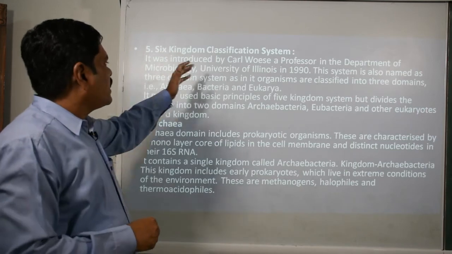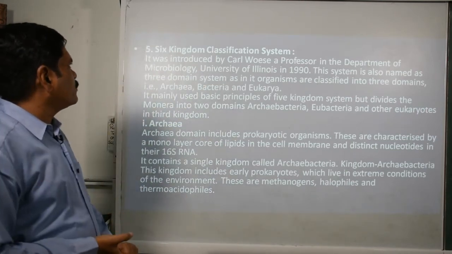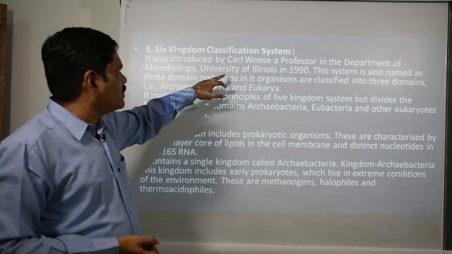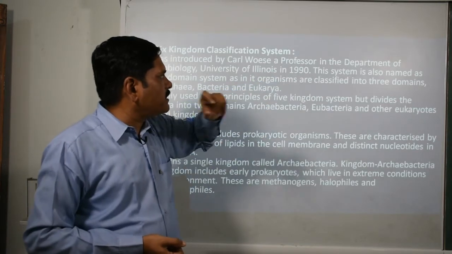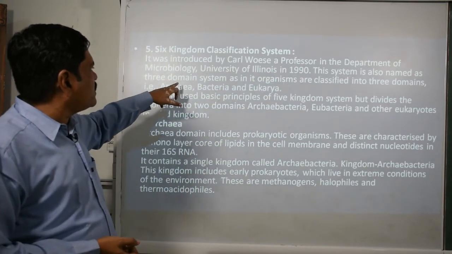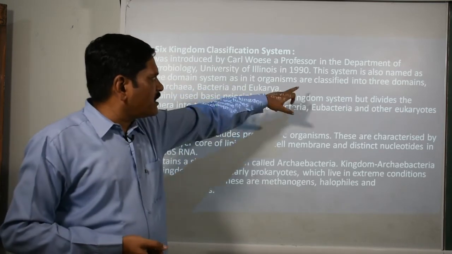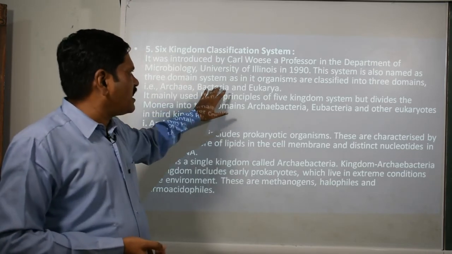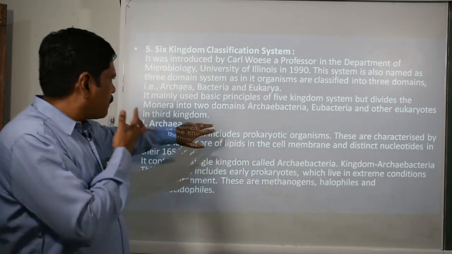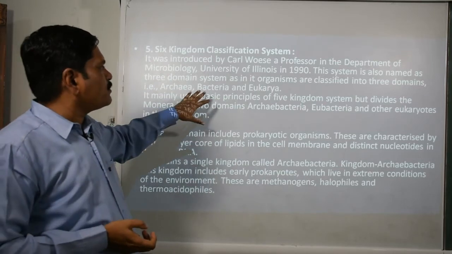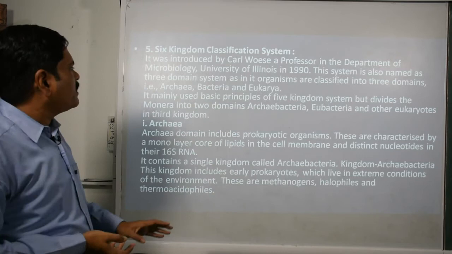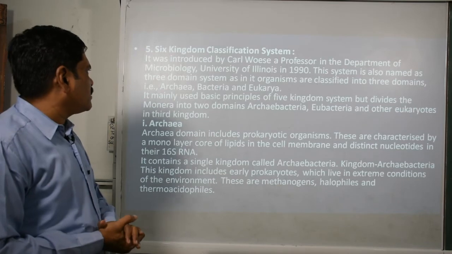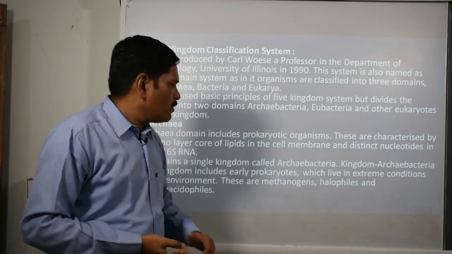Okay, so next, finally the sixth kingdom classification was introduced. It was introduced by Carl Woese, a professor in the Department of Microbiology, University of Illinois, in 1990, and this system is also named the three domain system, as in it organisms are classified into three domains: the archaea, second is bacteria, and third is the eukarya. Okay, so what is this one thing? It mainly used the basic principle of five kingdom classification, but he divided Monera into two domains, that is the archaebacteria and eubacteria, and the other eukaryotes in the third domain. So what are the three categories?